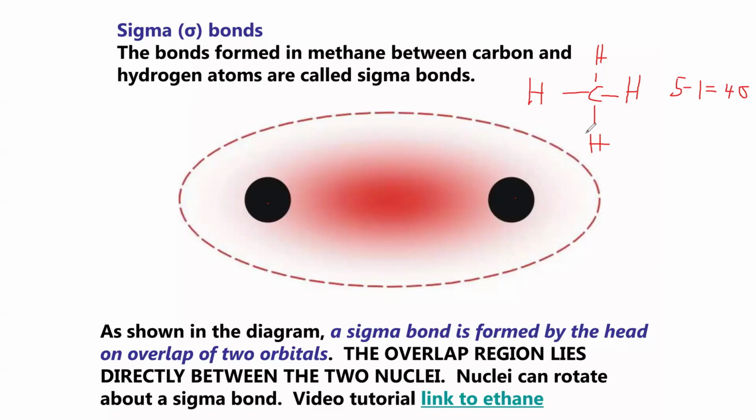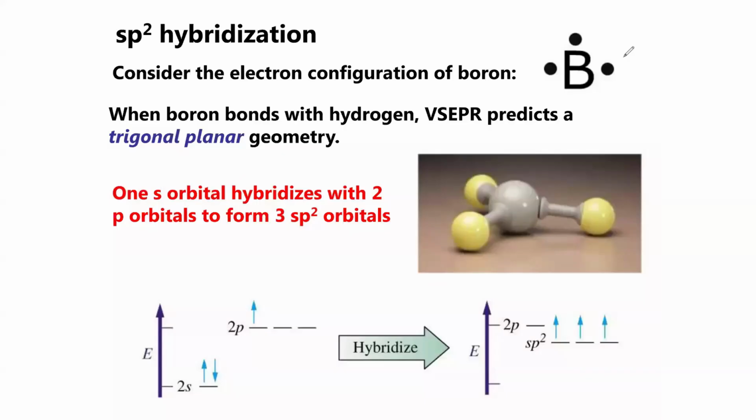And this sigma bond can be formed between s and s orbitals, s and p orbitals, and p orbitals, like py and px, py and pz, s and py, s and px, px and pz. So when there is this head-to-head overlap, they can produce this type of bond.